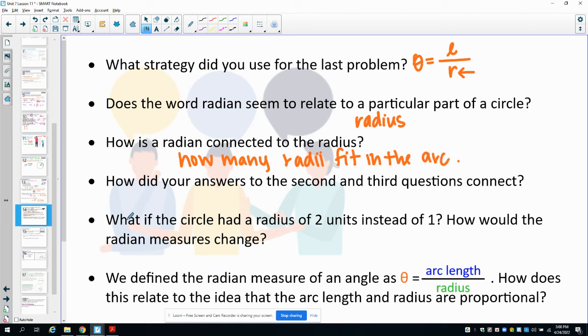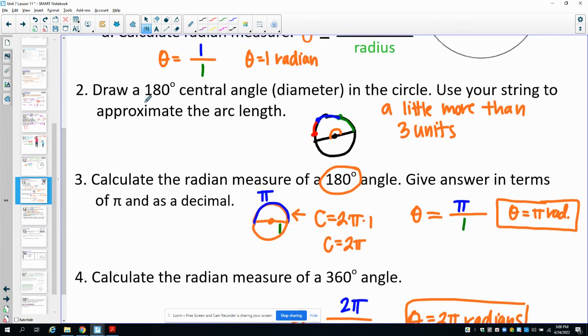And so how did our answers to the second and third questions connect? Remember, the second question was drawing the 180-degree central angle and then calculating the radian. If we look at pi as a decimal, pi is 3.14. So we saw that it was just over 3. A little bit more than 3 radii fit in, which is what pi is. So actually pi radii fit in this.